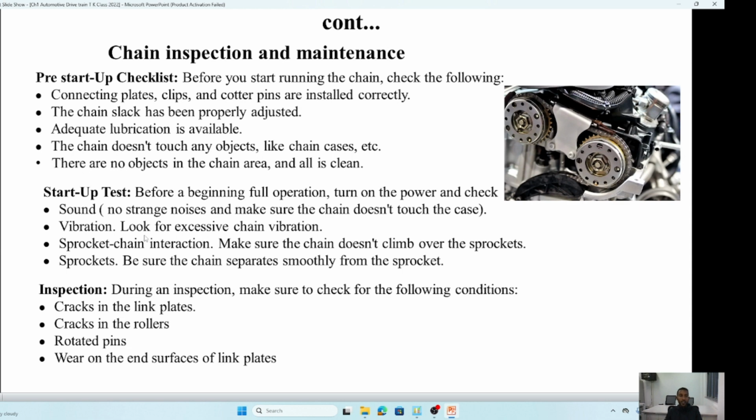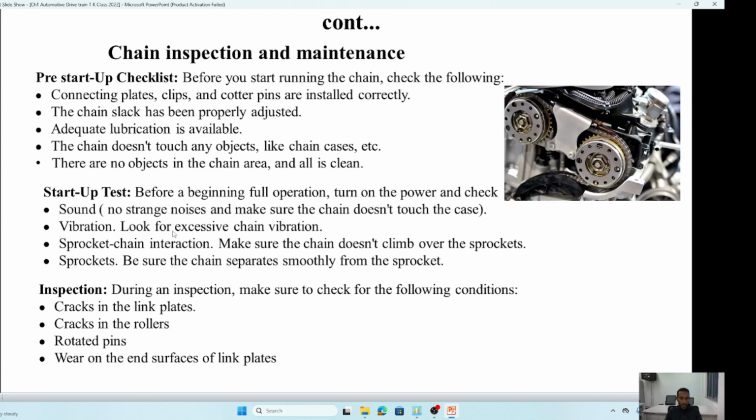The next one, startup test. This means before startup or before full operation, simply by turning at low speed, we must check for sounds, vibrations, the interaction of the chain with the sprocket, and the sprockets themselves. Sounds means if there is any strange noise, we must make sure of that. If there is some strange noise, it means the case or some object is touching the chain.